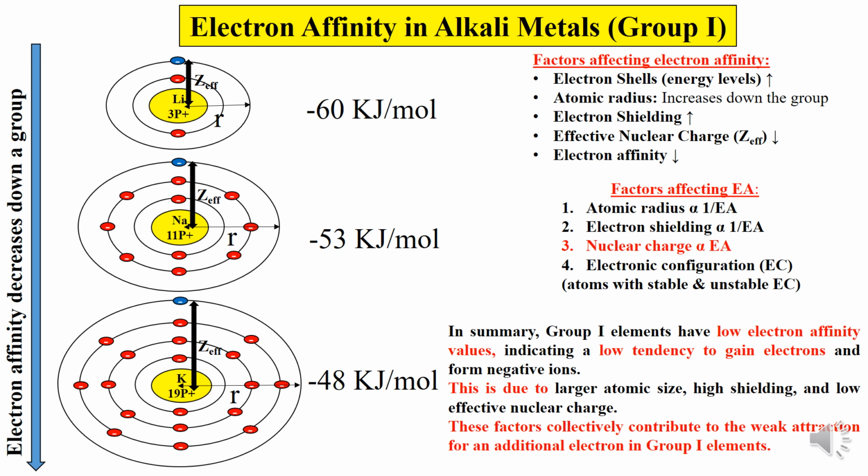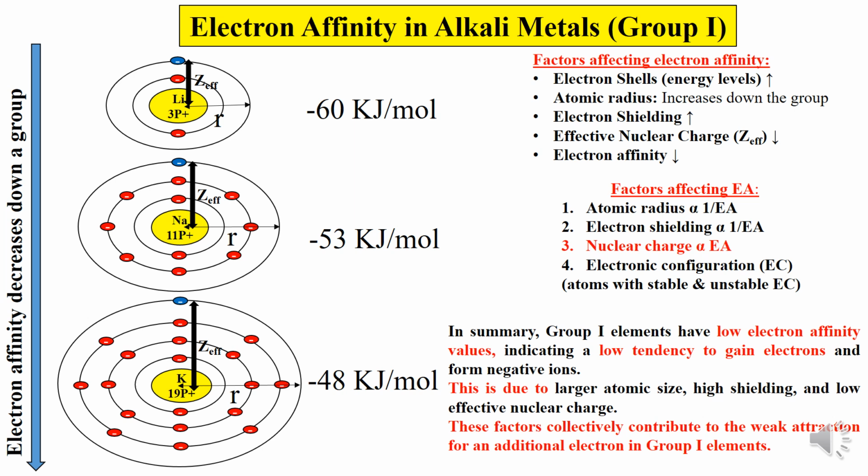So these are the general factors, not pertaining to group 1. So increase in atomic radius, electron affinity decreases. Increase in shielding, electron affinity decreases. Increase in nuclear charge, electron affinity increases.